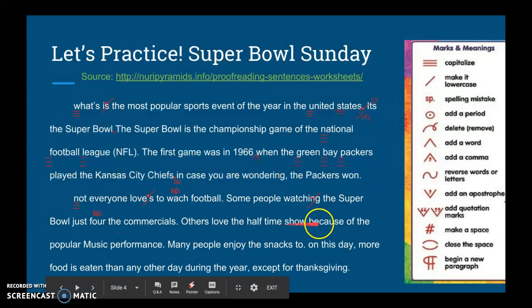Others love the halftime show because of the popular music performance. This is a great sentence, but there's only one mistake in it. You spotted it, the word music. The word music does not need to be capitalized because it's not a proper noun. Many people enjoy the snacks too. This is a tricky one. It might look okay, but really this word right here is not spelled correctly. We actually need T-O-O instead of T-O. So here again, we're going to put another spelling mark.